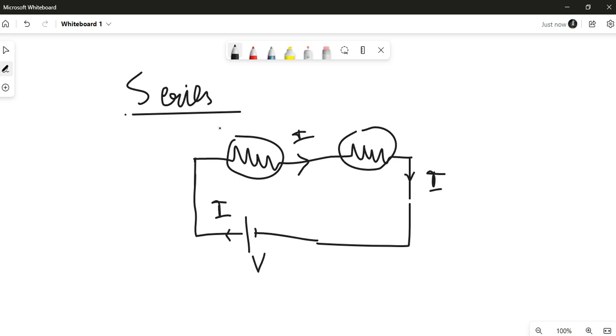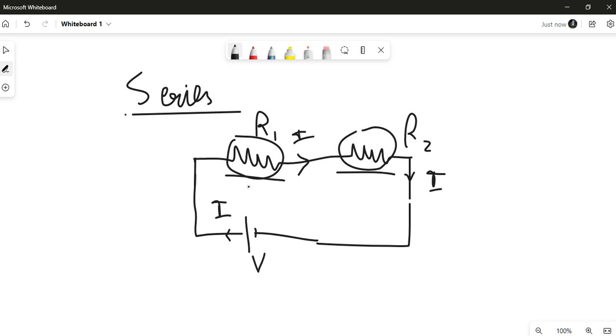What happens to the voltage when it passes through a resistor? Assume this resistor has resistance R1, and this resistor has resistance R2. First of all, the total net voltage is V. So the voltage here plus the voltage here should give me this voltage, because the battery is the catalyst for giving out the voltage V. Whatever voltage is produced here will be added to the voltage here, and that will give me the final voltage V.